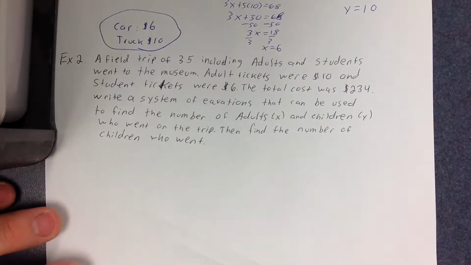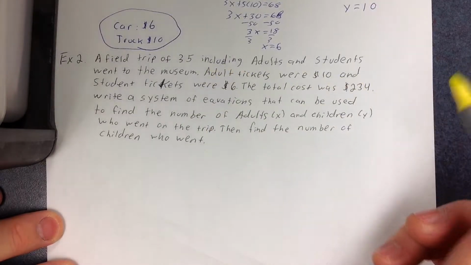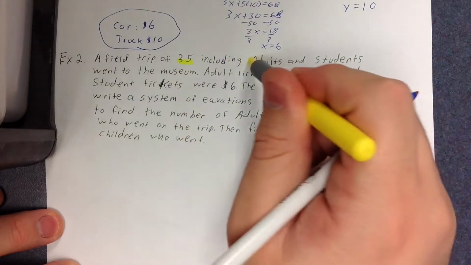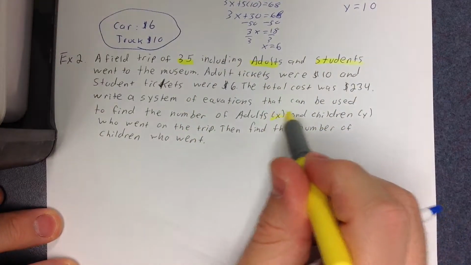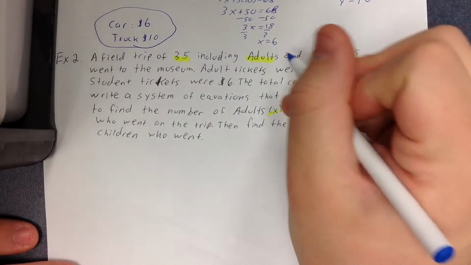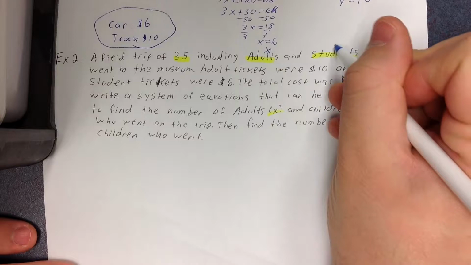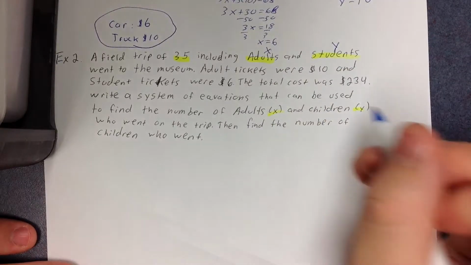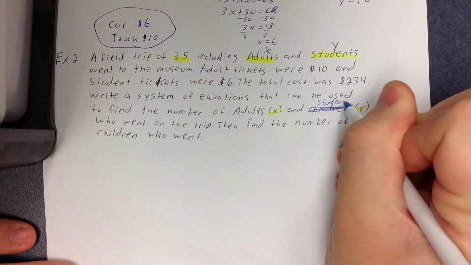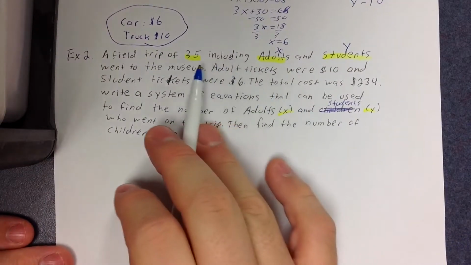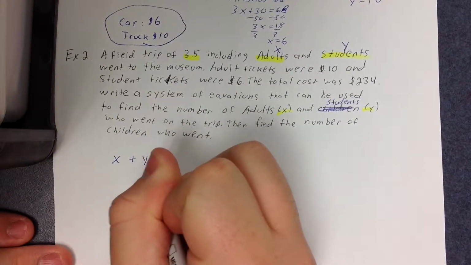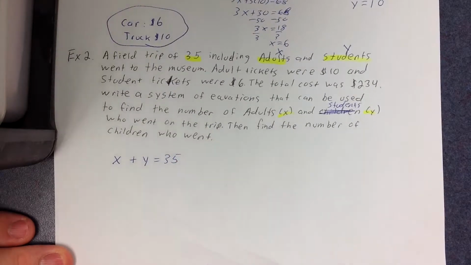So again, still a system of equations, and we can still use the first 2 sentences. Field trip of 35, including adults and students. And again, adults are X and students or children are Y. And actually, just to make this match, we'll just change this to students. So this is the number that went. So the number of adults, X, plus the number of students, Y, equals 35.